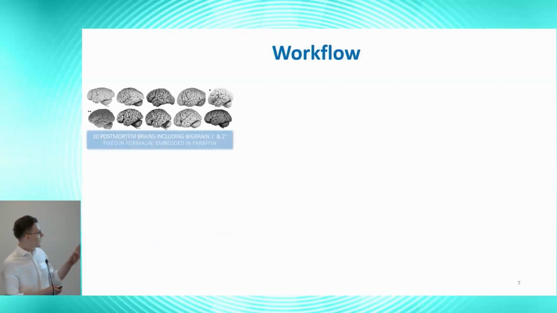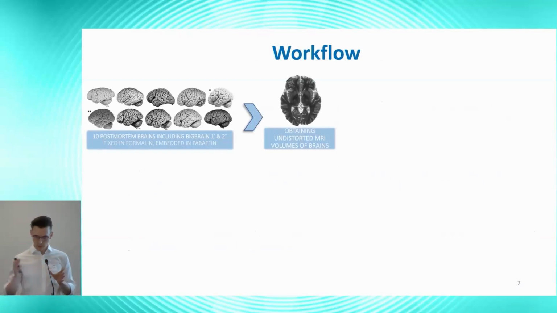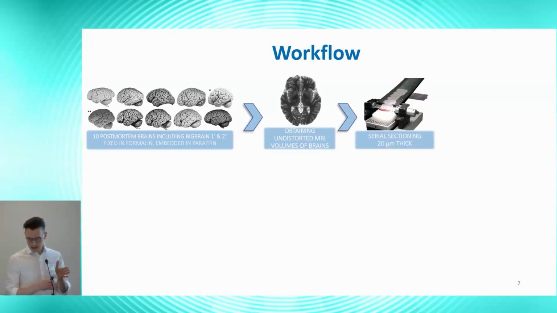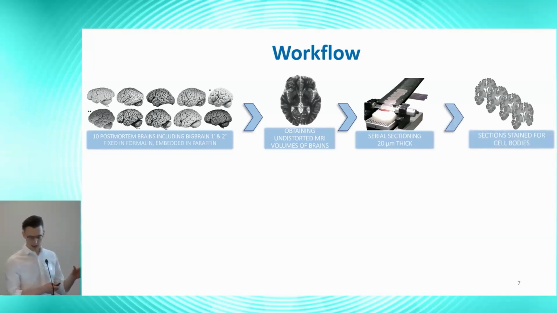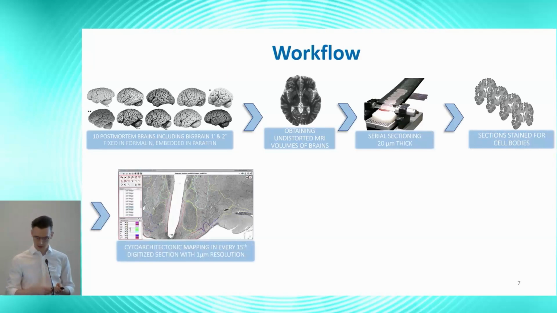Speaking of the workflow, we took 10 brains, 5 from female and 5 from male body donors, and among these brains were BigBrain 1 and 2. Then we obtained the undistorted MRI volumes of the brains to later, based on this, reconstruct the original volume of the brain. Then we sectioned the brain into 20 micrometer thick slices and stained them for cell bodies. Then I performed the cytoarchitectonic mapping in every 15th digitized section with a 1 micrometer resolution based on cytoarchitectonic criteria, which are mainly the type of neurons, their size, distribution, and density.